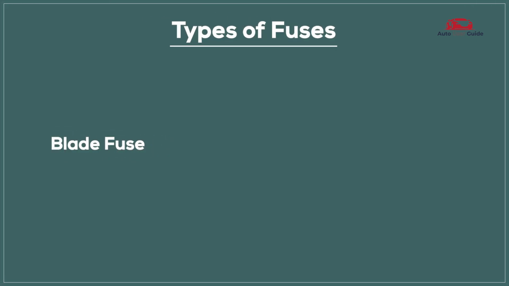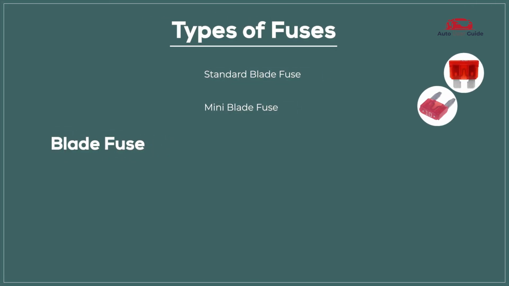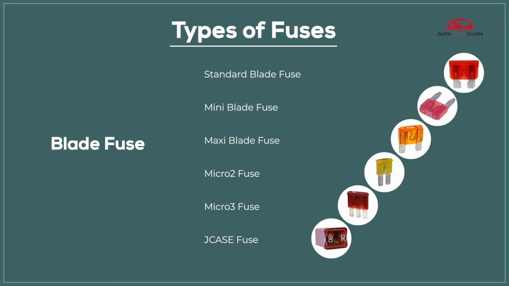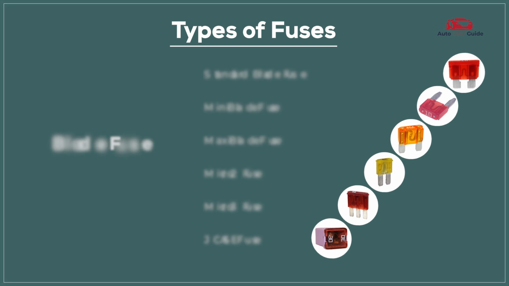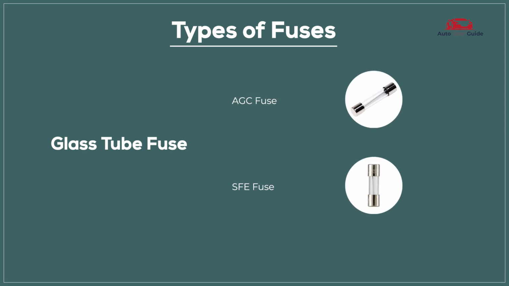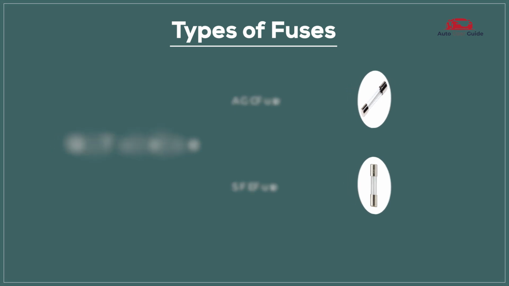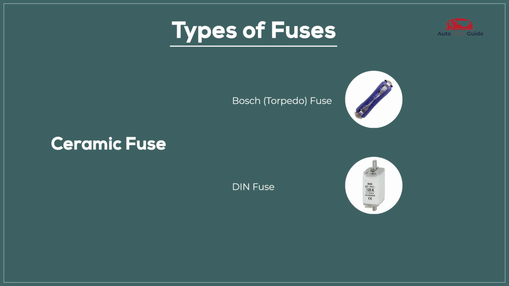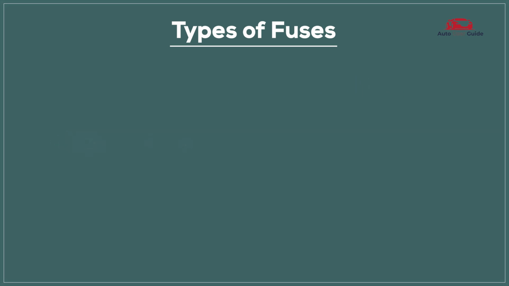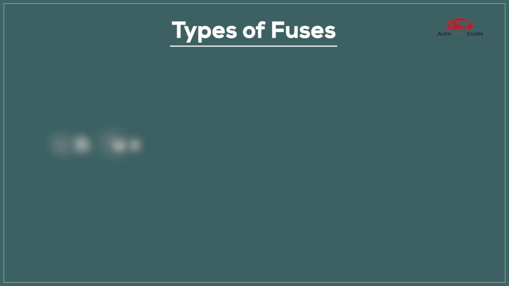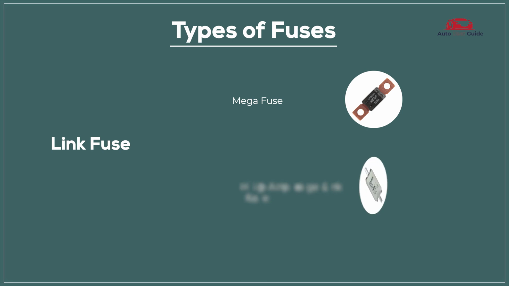Types of fuses: blade fuse, standard blade fuse, mini blade fuse, maxi blade fuse, micro 2 fuse, micro 3 fuse, J-case fuse. Glass tube fuse, GMC fuse, SFE fuse. Ceramic fuse, Bosch fuse, DIN fuse. PAL fuse, low profile fuse, standard PAL fuse. Link fuse, mega fuse, high amperage link fuse.